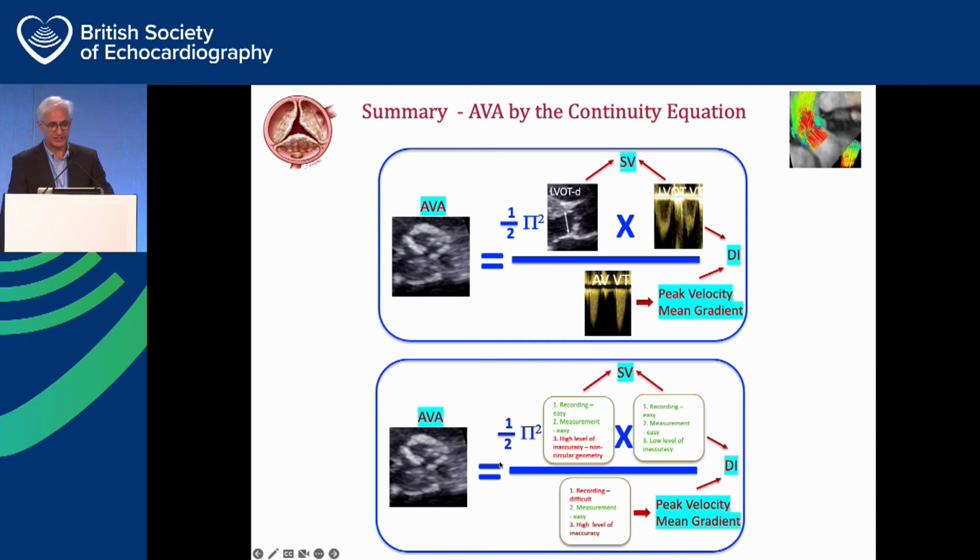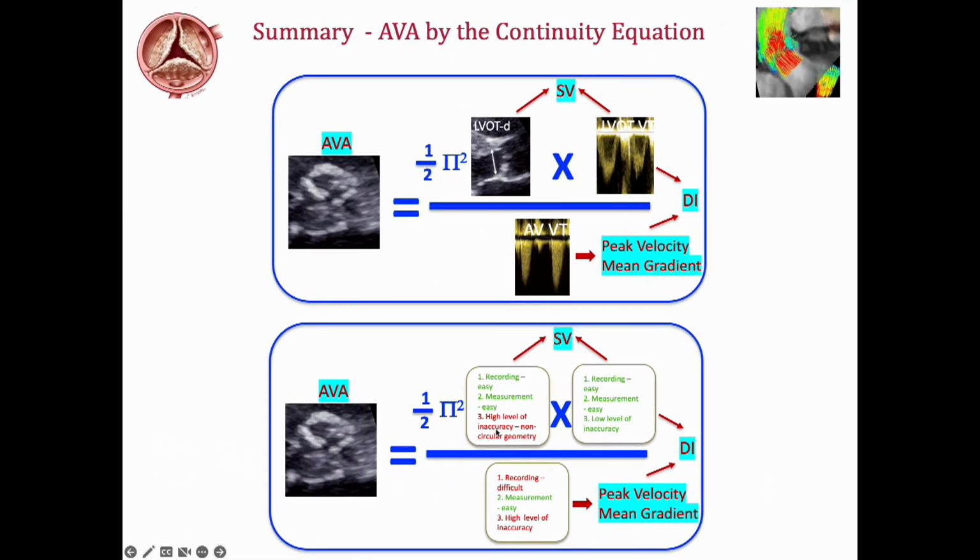So basically, the summary slide on the bottom here says that the LVOT area is easy to record by measuring the diameter. The measurement is easy, but there is a high level of inaccuracy from assuming non-circular geometry. That could be helped by either a hybrid method or the introduction of a correction factor. The LVOT VTI recording is easy if you know how to do it, and the measurement is simple with a low level of inaccuracy. The aortic valve VTI recording is difficult, and we have to use the PEDOF probe to acquire the highest velocity. Once we acquire it, the measurement is easy.